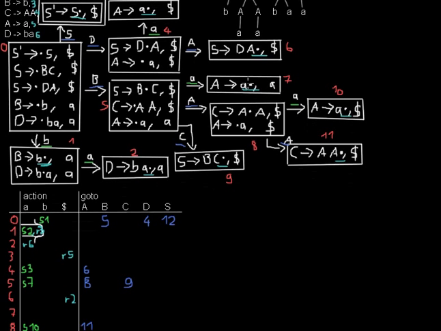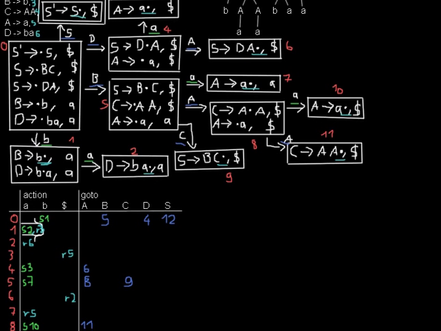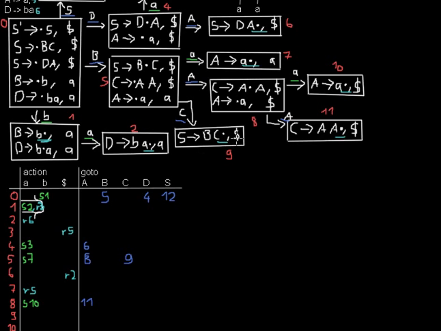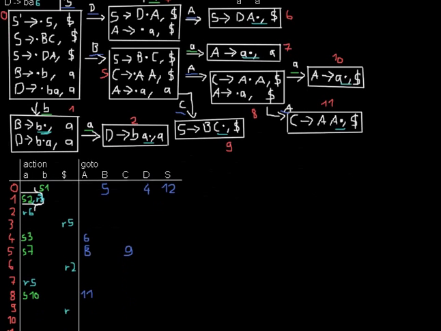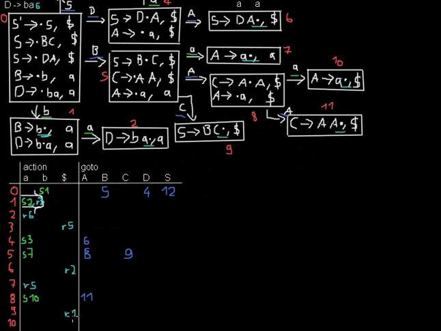Now in state 7, I want to do a reduce step when my next symbol will be an A. So I want to write a reduce into that cell. And the rule I use is A expands to A, so that is my rule number 5. And the next one in the column will be state 9. Here I have a dollar sign, so I want to write my reduce in the column of the dollar sign. And the rule is S expands to BC, so it's rule number 1.